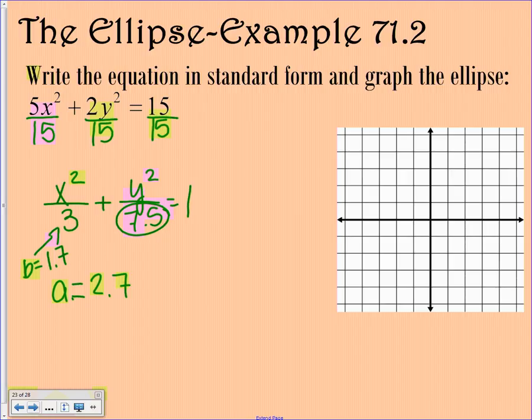So now that we have those, our A was under the Y, so that means we're going to go up and down 2.7 on our Y-axis. So there's 2.7, and there's -2.7. And then our B was under the X, so we're going to do it on the X-axis. So there's 1.7 and -1.7. And now you just connect your 4 dots. Okay?